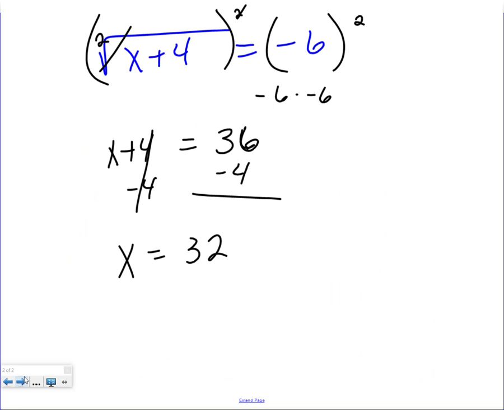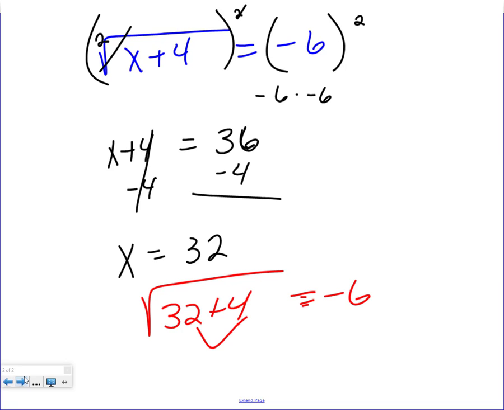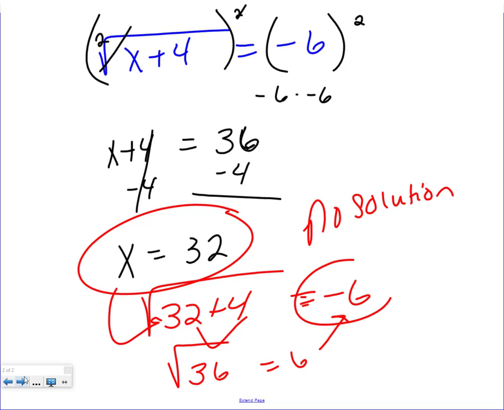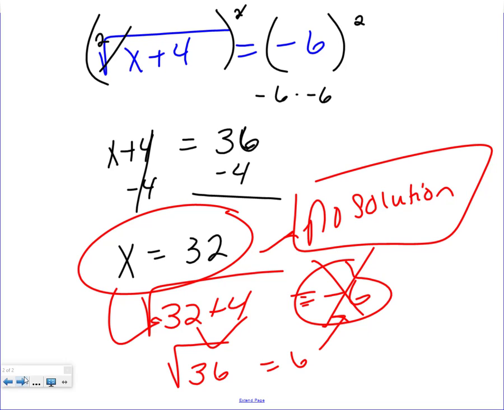Now, if we check our answer here, the square root of 32 plus 4 is equal to negative 6. When I add these two together, I end up with 36, and the square root of 36 is 6. It didn't give me negative 6. So this does not work, so this is no solution. You're always going to be able to find an answer, but it's checking that answer that tells you whether it works. It will either give you a valid answer or it'll give you no solution. In this case, it's no solution because it doesn't work. All right, let's try another one.